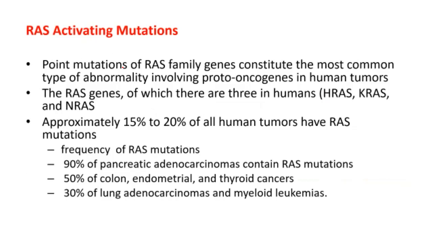So first, let us look into two separate things. One, RAS activating mutations. The point mutations in RAS family genes constitute the most common mutations of proto-oncogenes. So they are divided into HRAS, KRAS, and NRAS. So 15 to 20% of human tumors have RAS mutations. 90% of pancreatic cancers, 50% of colon cancers, and 30% of lung adenocarcinomas and myeloma harbor RAS mutation. In fact, RAS is the most commonly mutated oncogene in cancer. But the problem is we couldn't generate any molecule which is specific for RAS protein till now.